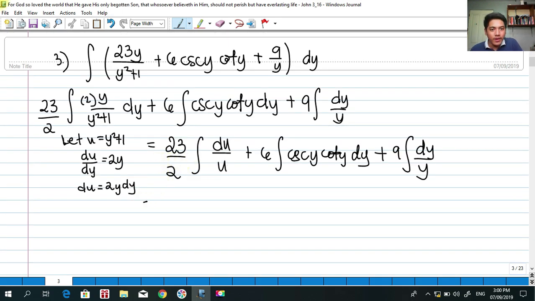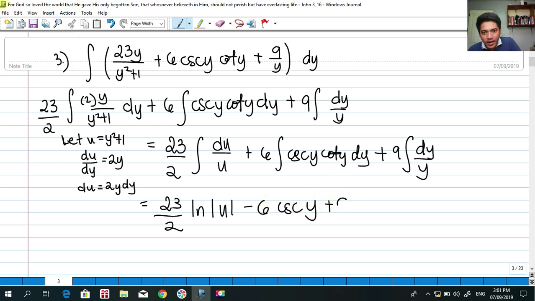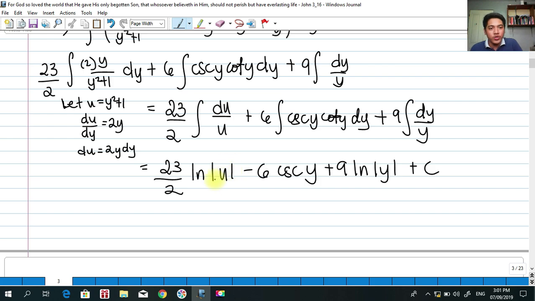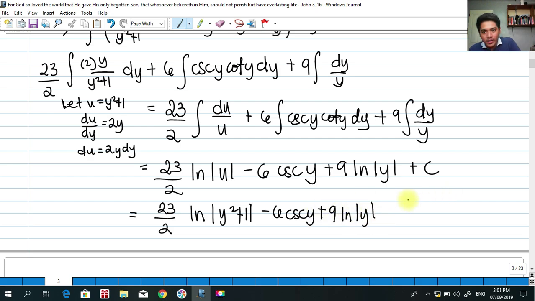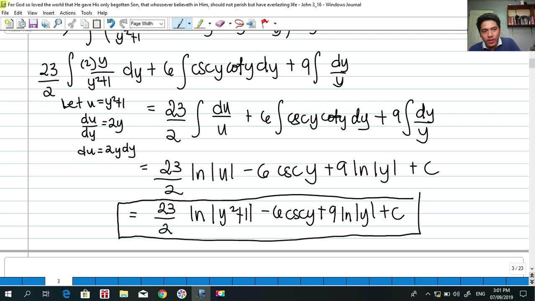Okay, so what will happen? We have 23 over 2 ln of the absolute value of u plus, okay, this would become minus because the integral of cosecant y cotangent y will be a negative 1. So, negative cosecant. So, negative 6 cosecant y plus 9 ln of the absolute value of y plus c. Of course, we need to substitute back the value of u so that u is equal to y squared plus 1. Minus 6 cosecant y plus 9 ln of the absolute value of y plus c. So this should be our final answer for this problem of integral.